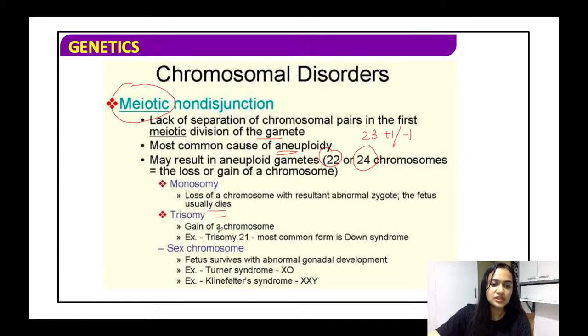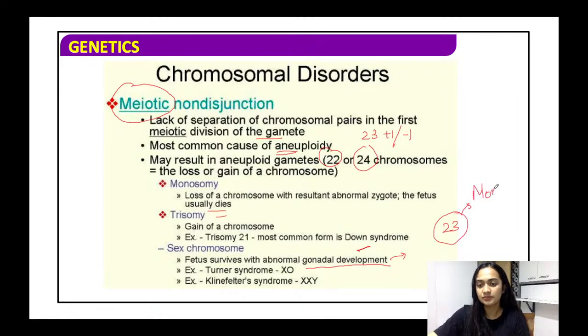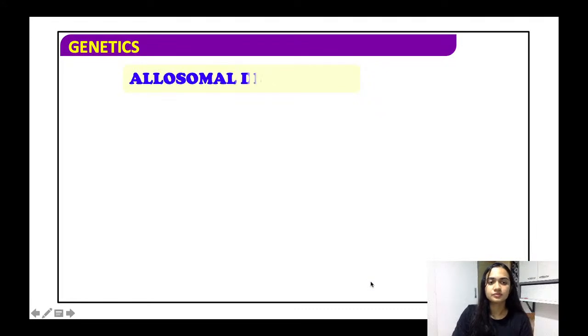What happens in trisomy? Again, a gain of a chromosome, Down syndrome. Sex chromosome में क्या होता है? Fetus survives with the abnormal gonadal development, यानी कि सेक्स क्रोमोसोम, यानी कि जब भी 23rd क्रोमोसोम का मोनोसोमी या ट्राइसोमी देखा जाता है, ये दो कंडीशन में जो फीटस है वो अबनॉर्मल गोनाडल डेवलपमेंट यानी कि स्टेराइल होता है। That means it cannot reproduce, all right? So the human being is sterile.